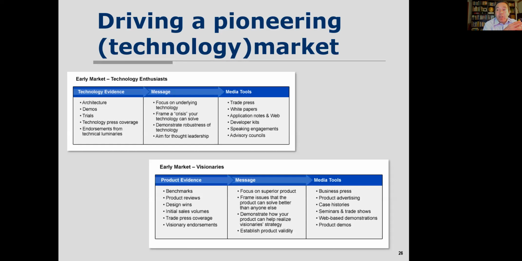If you're in an early market and you want to reach the visionaries, the product evidence will be a little different. The message would focus on superior product, frame issues that you can solve better than anyone else, establish the product validity, and a slightly different set of media tools. So this is market entry, particularly with a pioneering technology.